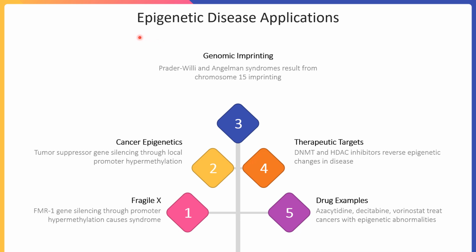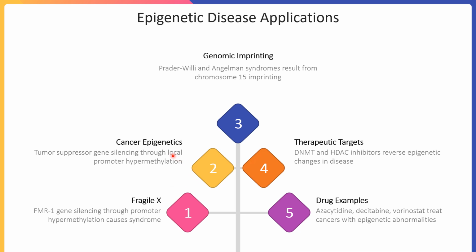So there are some diseases in our body which occur due to epigenetic modification. If there is some defect or modification happening at the epigenetic level, that can also lead to some diseases. One example is Fragile X syndrome. The gene responsible for this is the FMR1 gene. More methylation takes place at the promoter region, and that results in gene silencing. So the FMR1 gene is not expressing, and that results in Fragile X syndrome.